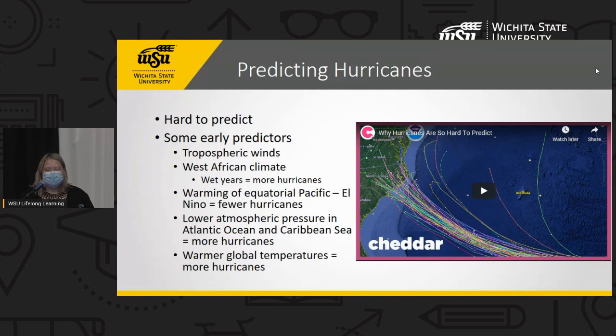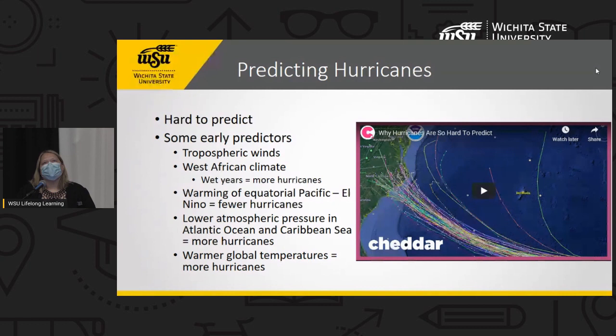If the equatorial Pacific waters are warming, which is a phenomenon called the El Nino, that means that we're actually going to have fewer hurricanes that year. If there's lower than usual atmospheric pressure over the Atlantic Ocean and the Caribbean Sea, that's a year where there's going to be more hurricanes. And then as the global temperature increases, we have more hurricanes. Because remember, once that water starts to warm, it starts to raise up and evaporate and bring that moisture with it. And that's the energy that feeds the hurricane.